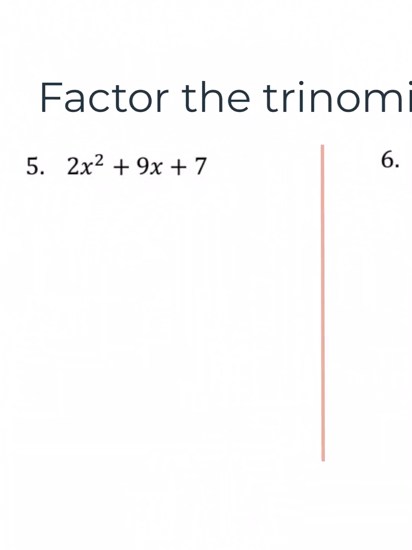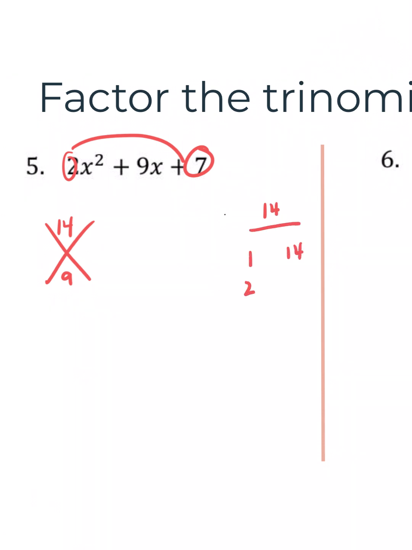Okay, we're going to try a couple more of these. So I'm going to take my a times my c. So my 2 times my 7, and I get 14. So on the top, I'm going to put a 14 and a 9 on the bottom. And I'm thinking factors of 14. I know 1 and 14, 2 and 7.